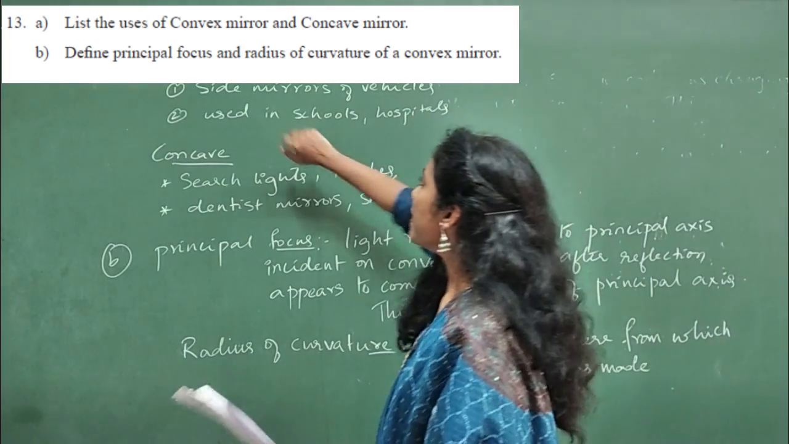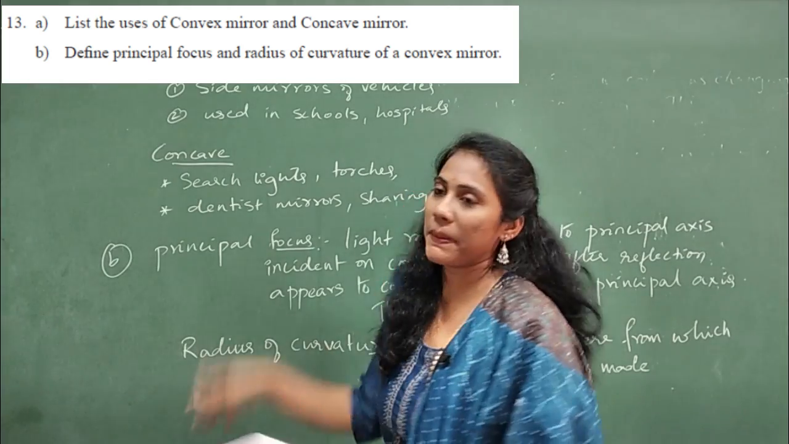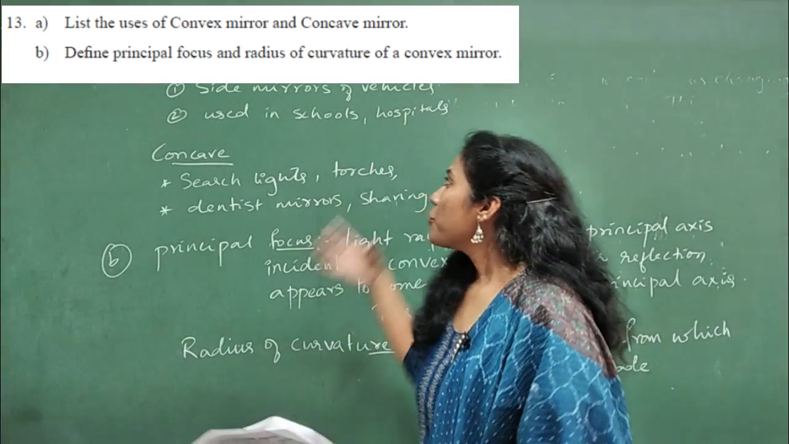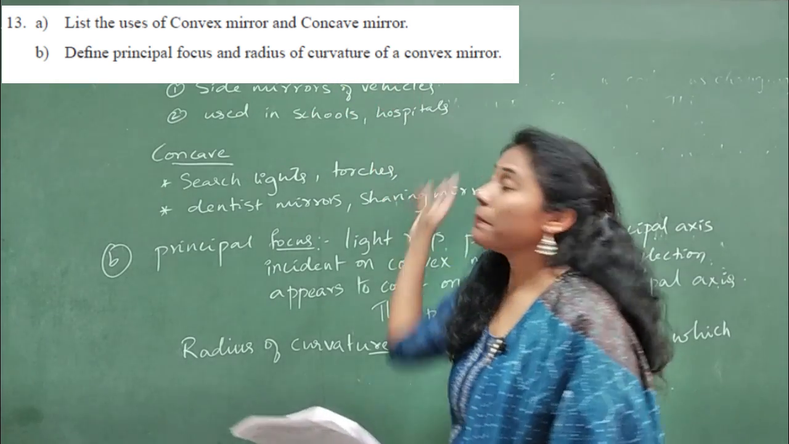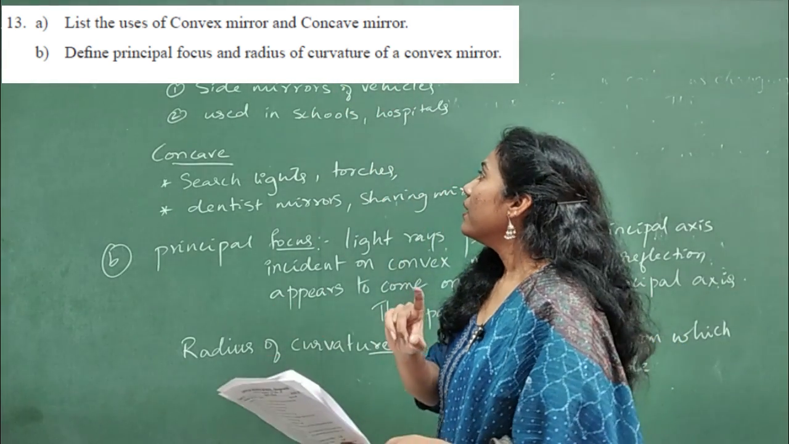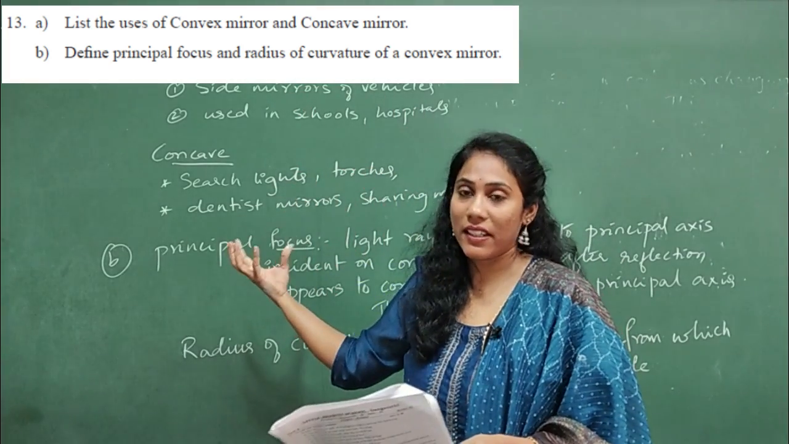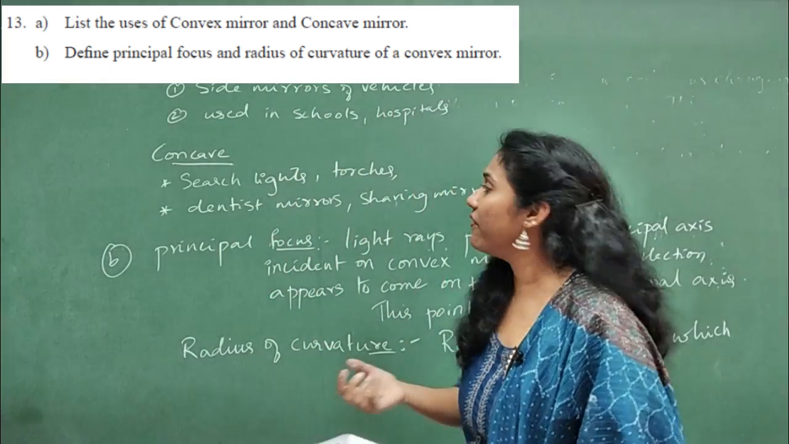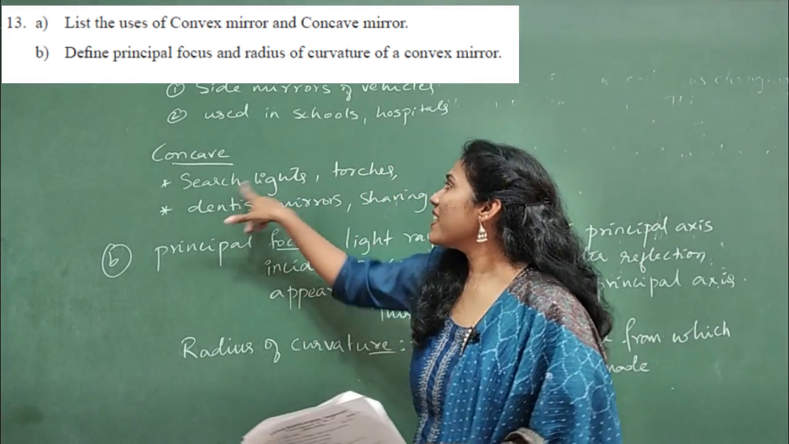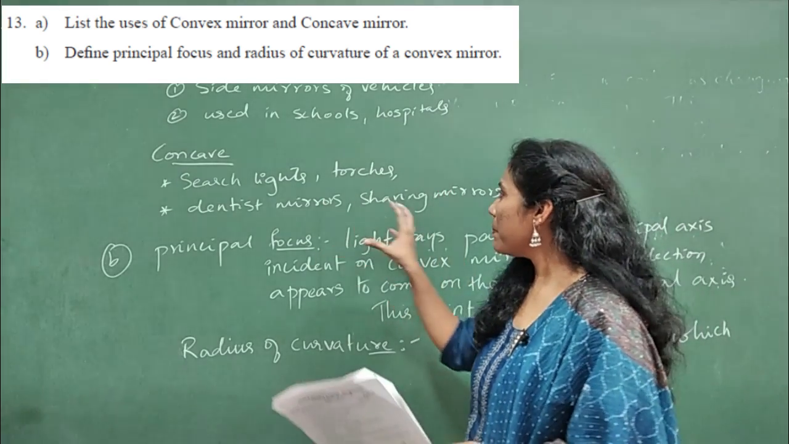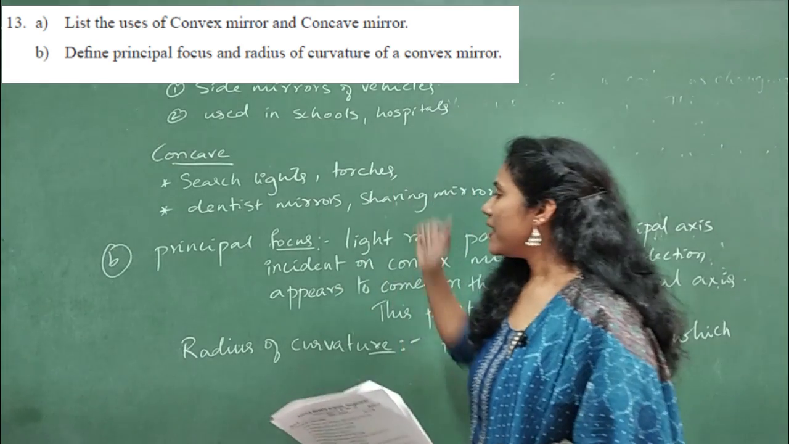Uses of convex mirror: it is used as side mirrors of vehicles and used in schools, hospitals, parking lots, right? Since convex mirrors produce virtual images, they can be used as rear mirrors or side mirrors of vehicles. And coming to concave mirror uses: used in searchlights, torches, dentist mirrors, shaving mirrors, you know, all of them are concave mirrors itself. So very simple question.